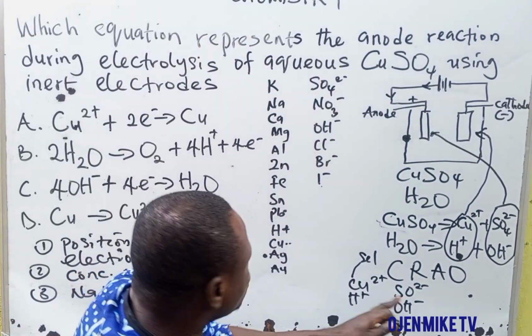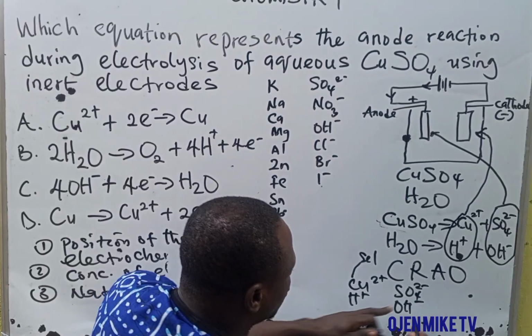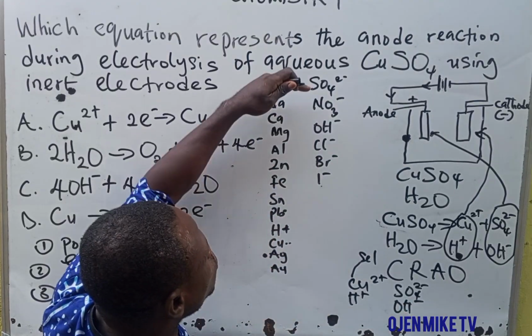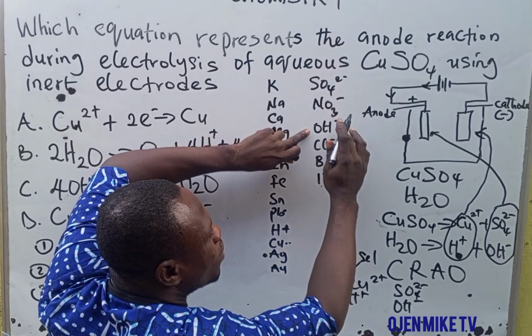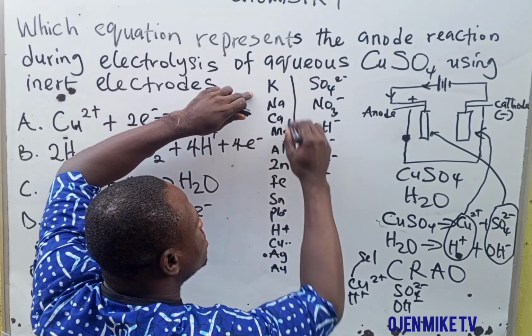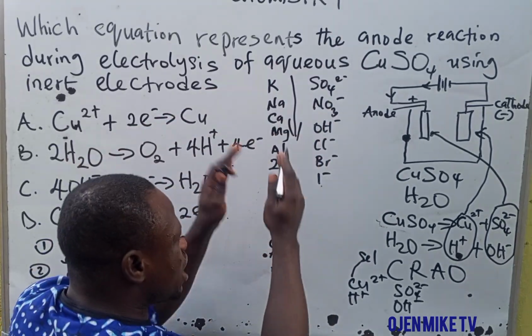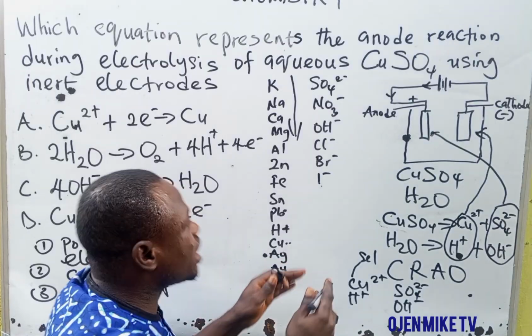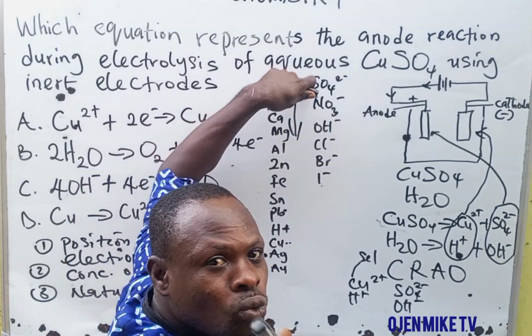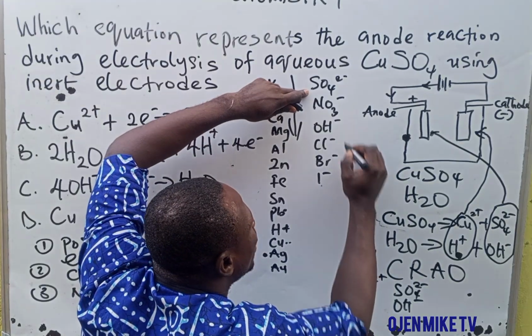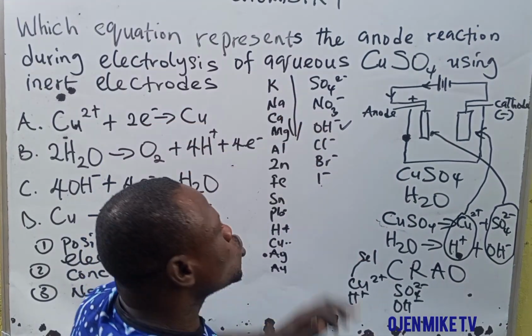Do you understand? Now check sulfate ion and hydroxyl ion. Sulfate is higher than what? The position is like this. As you go down, the reactivity series decreases. You get that? Now between the sulfate ion and hydroxyl ion, which one will be selected? Of course, hydroxyl is lower in the series, so this one will be selected.